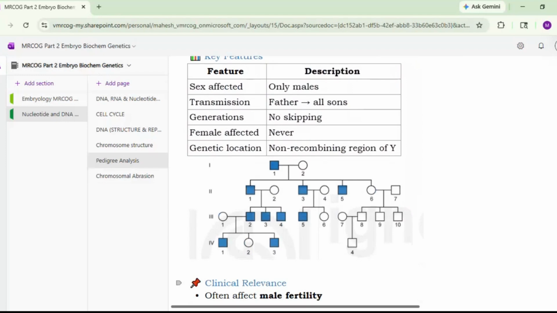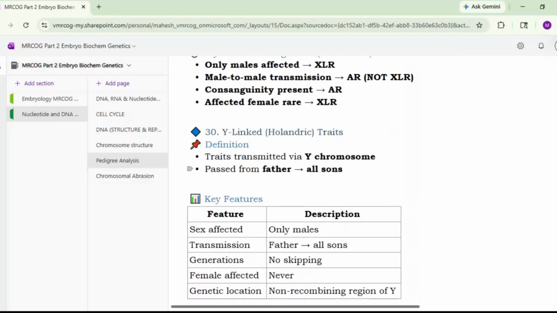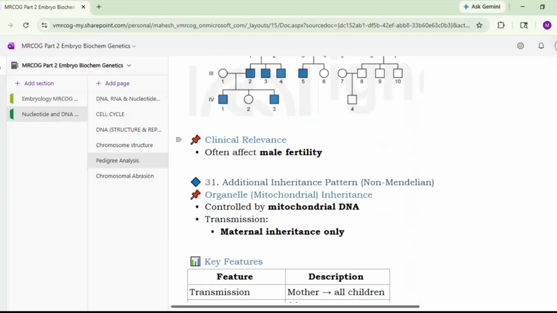The genetic location is the non-recombining region of Y. So if you see, only males are affected, there is no skipping of the generation, and females are not at all affected. This is Y-linked transmission. Clinically, it often affects male fertility.